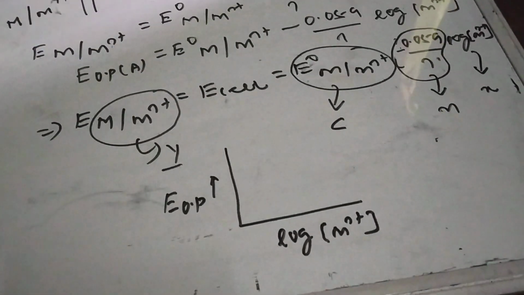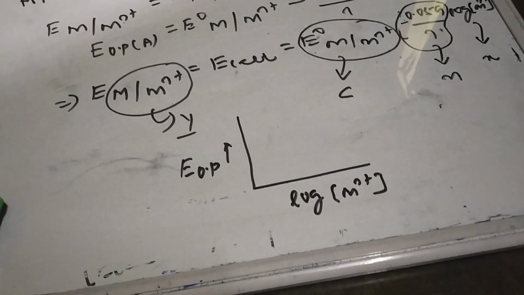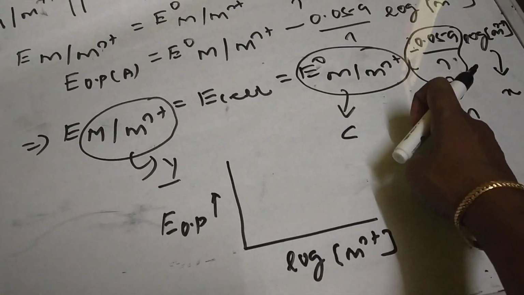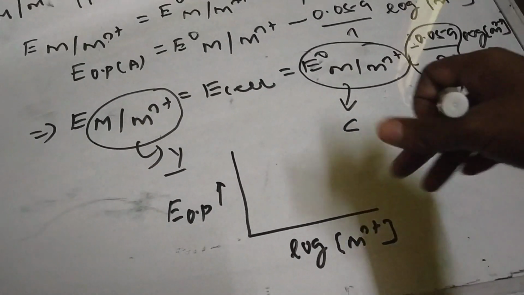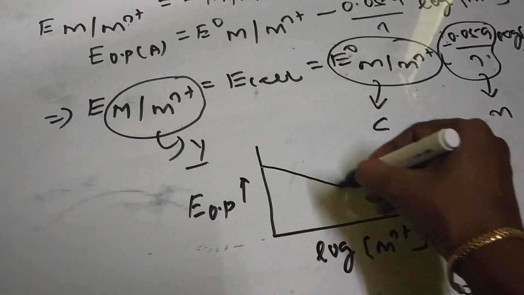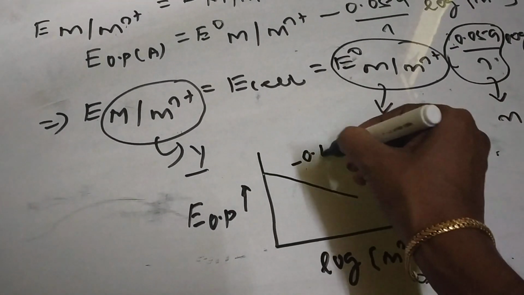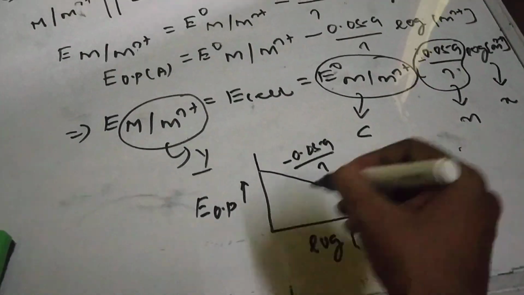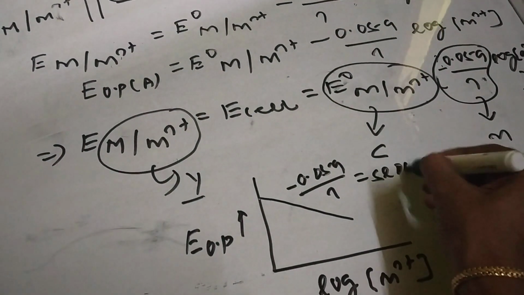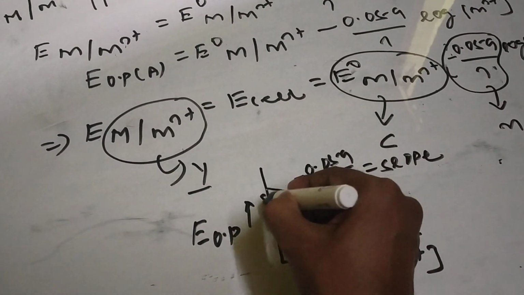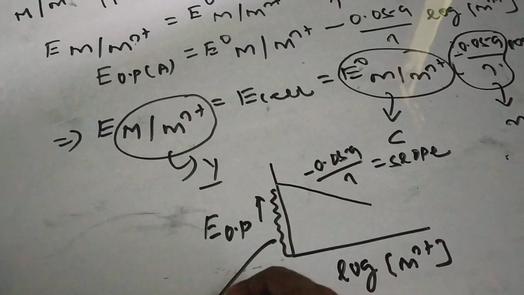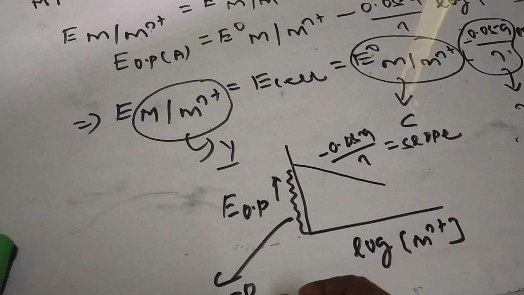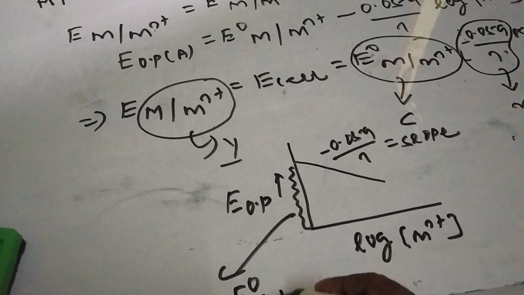Then what is the slope? The slope is coming negative, where the y-intercept is E naught of M to Mn+. As the slope is negative, it moves downward, and this value is minus 0.059 by n, which is equal to the slope. And this is the y-intercept, that is called C, and this is E naught, that is the standard oxidation potential.